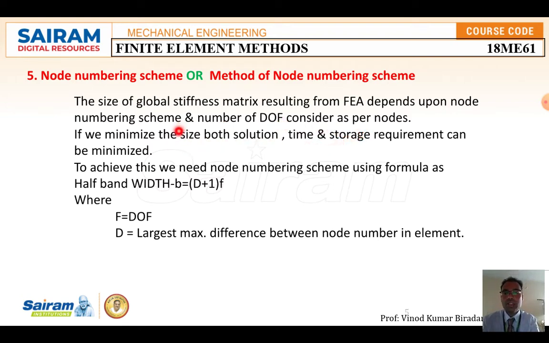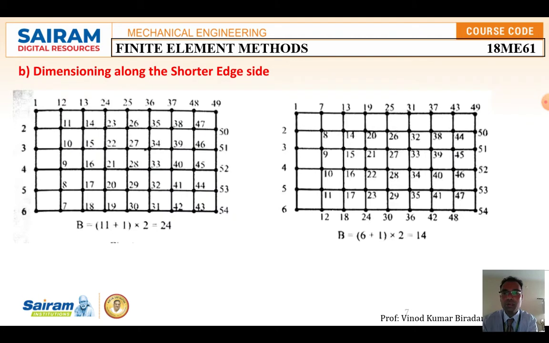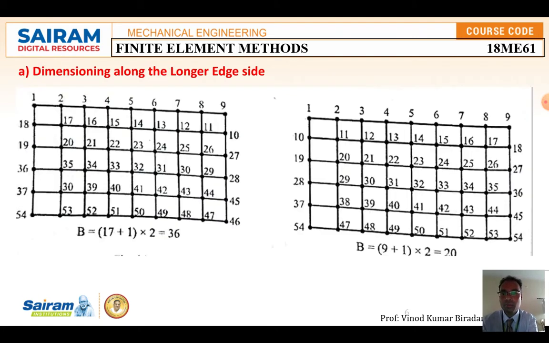We use the formula for half bandwidth, which is B equal to (D plus 1) times F. Here D stands for the largest maximum difference between the node numbers in an element, and F stands for the degrees of freedom per node. I will show you here. This can be explained by two methods: one is the dimension along the longer edge, and the other is along the shorter edge. Let me understand the first problem. This is a given plate. Here the longer edge means there will be two sides, this is a longer edge and this is a shorter edge.